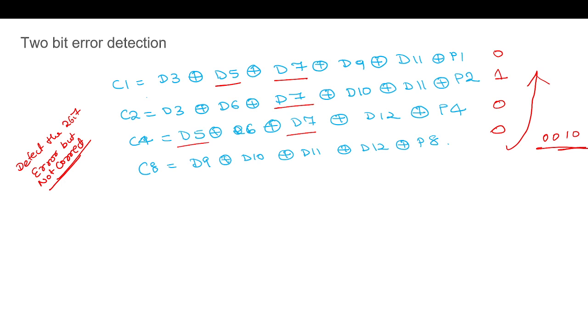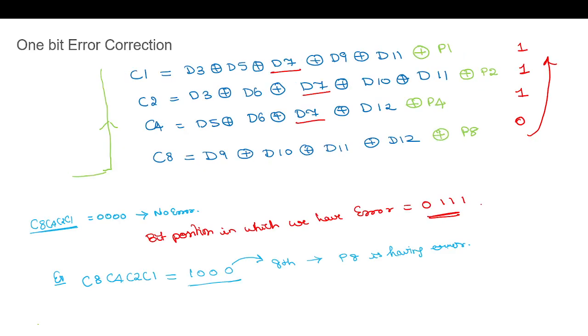Yeah, C2 should be 1. Yes. In the same example, here I am introducing error in D5 and D7. Okay, let's see. Once D5, D7, so these three equations.